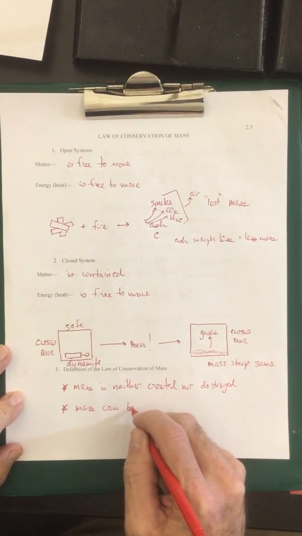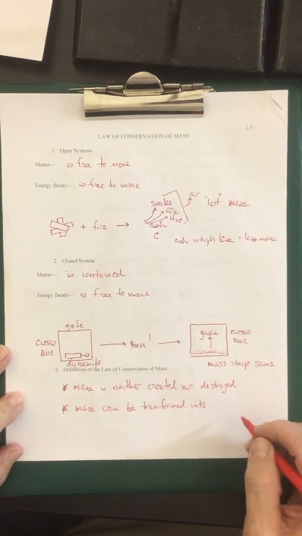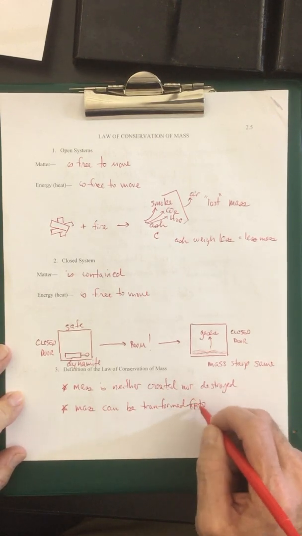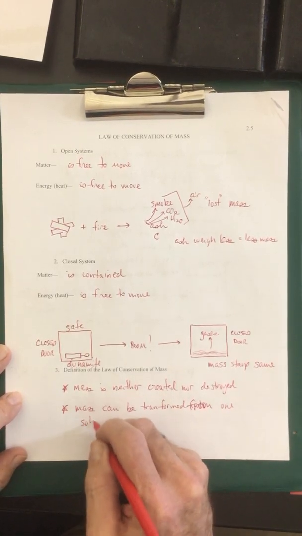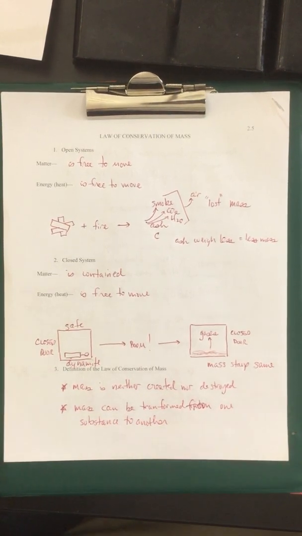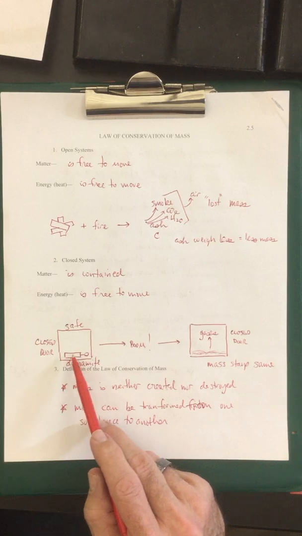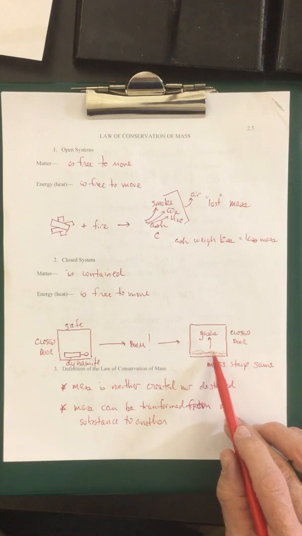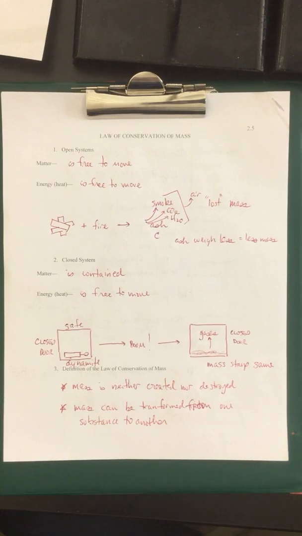Mass can be transformed into, or transformed from one substance to another, meaning that we start off with lots of nitrogen and oxygen compounds. We still will end up with nitrogen and oxygen compounds over here, but they're going to be in a different form. They've been chemically rearranged to make new materials.